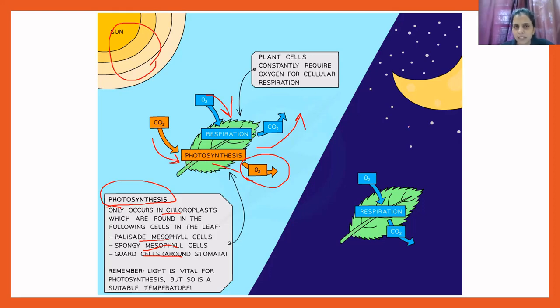During night time, as light is not available, no photosynthesis takes place, only respiration occurs, and the rate of respiration is very high. So during night time, more oxygen gas is taken in by the leaf or plants, and more carbon dioxide gas is released outside by the plants. Fine. So that is all for the effect of light on gas exchange in plants.